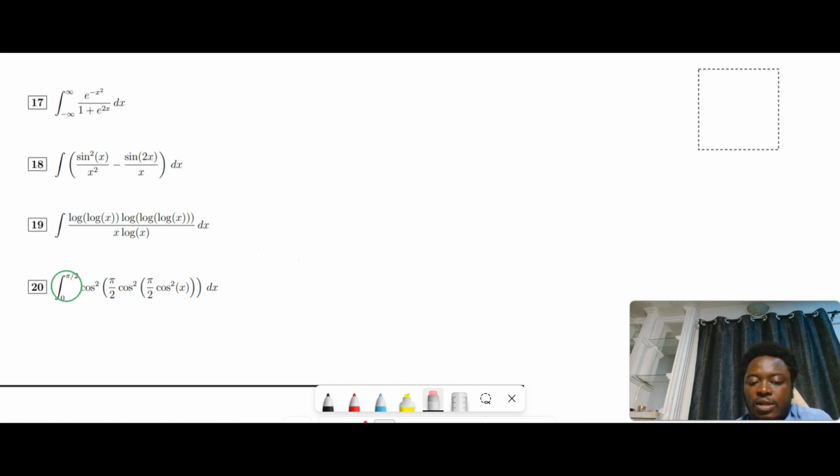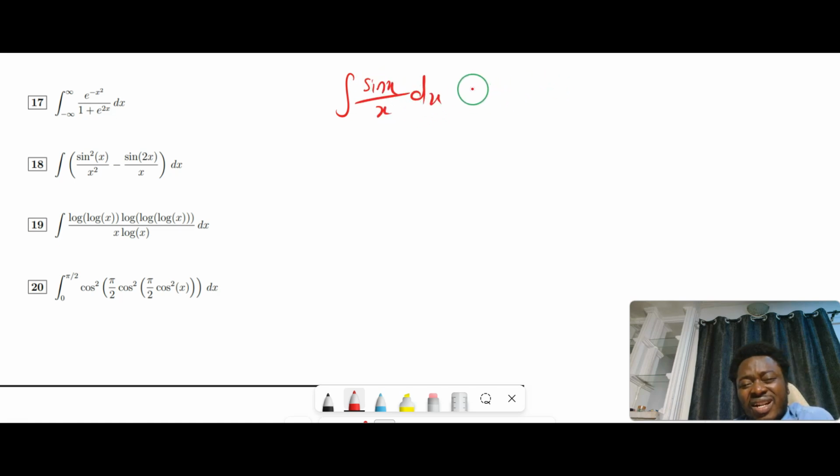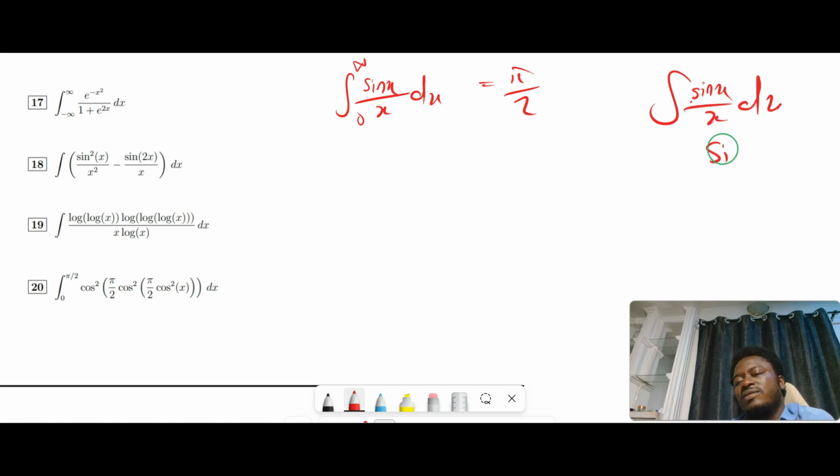Yeah, the integral of sine x over x dx does not exist, although if you take it from 0 to infinity, that would be pi over 2. It's called the Dirichlet integral, but the antiderivative of sine x over x dx is actually called the sine integral of x. So it does not exist in closed form here.